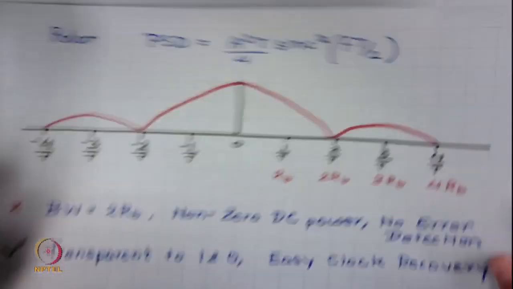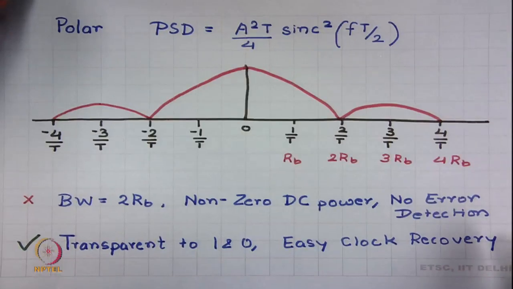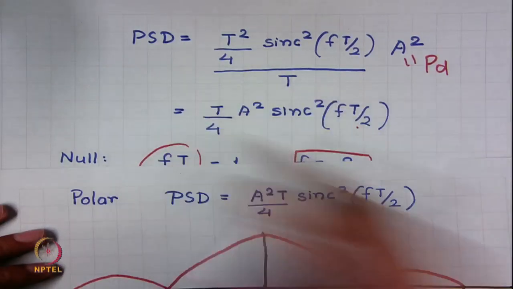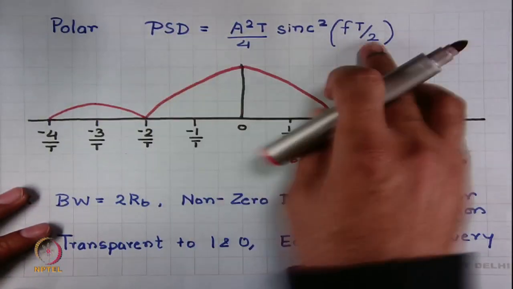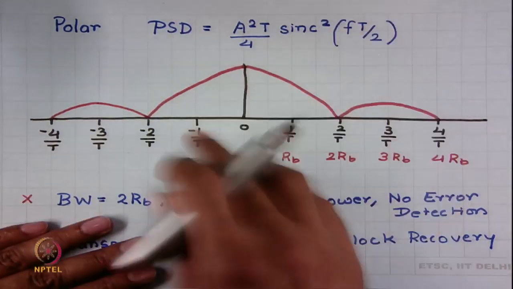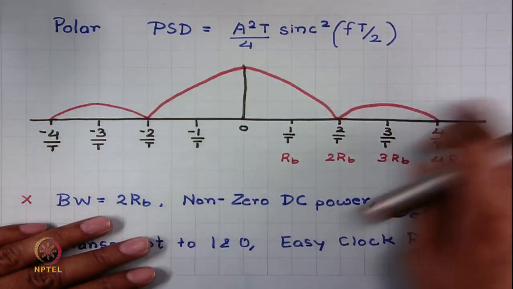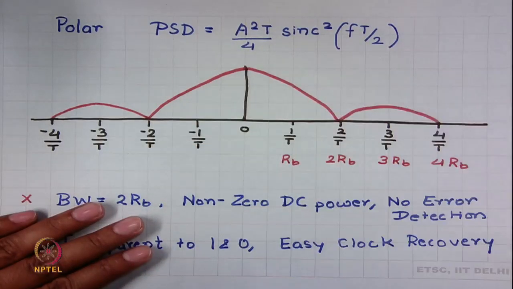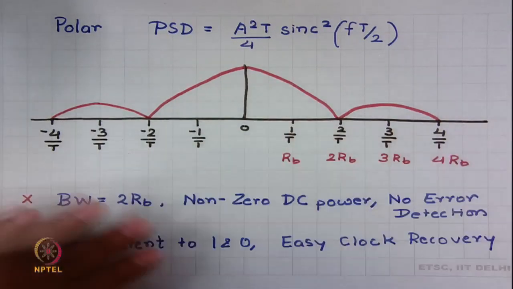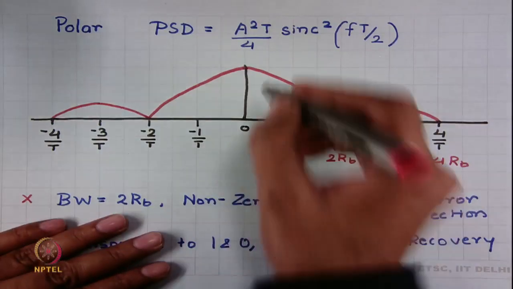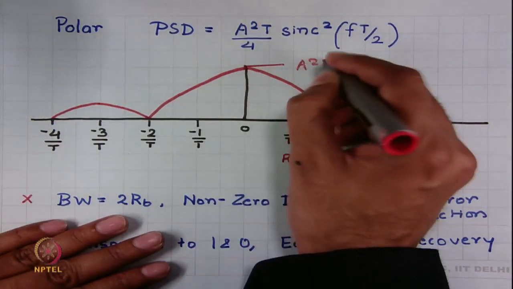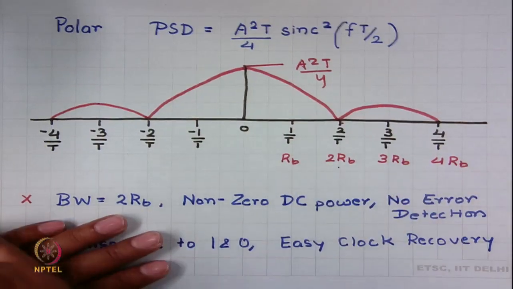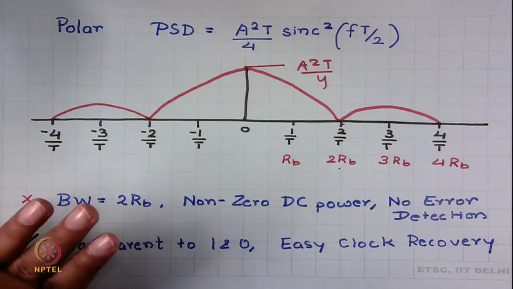Let me plot the power spectral density of this signaling scheme. The power spectral density, as we have already derived, is given by this expression, and it is a sinc square. So, typically the shape is of that kind, it decreases with frequencies and so forth, and the highest amplitude here will be A square T by 4. The first null happens at 2 by T, and 2 by T corresponds to 2 times the bit rate.